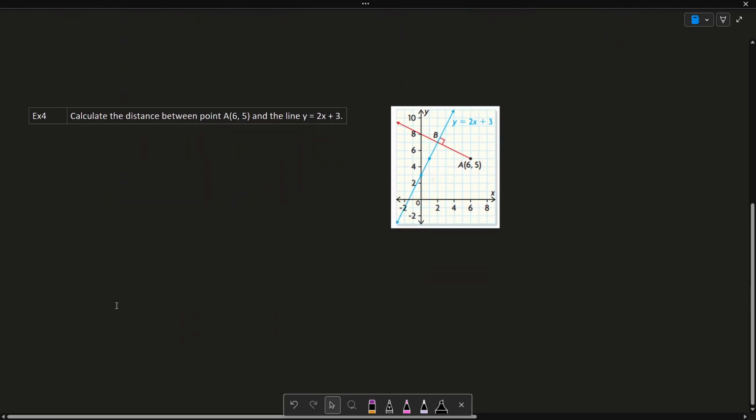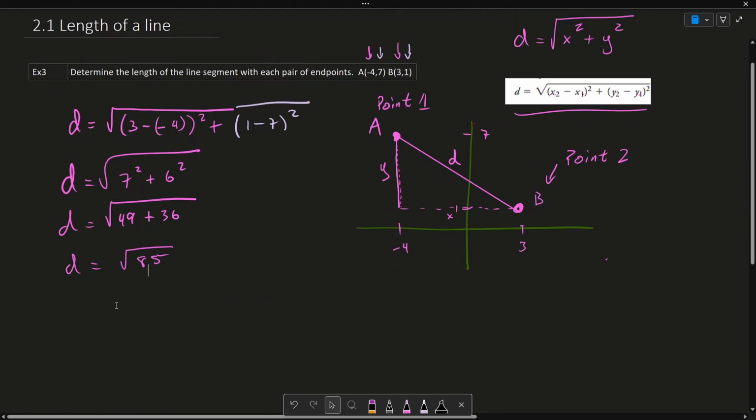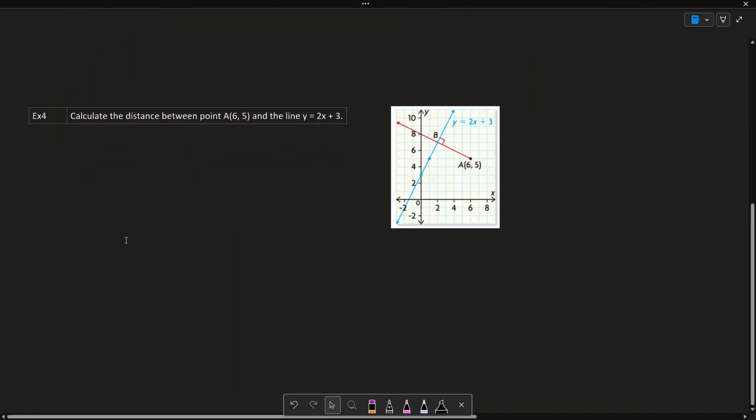Let's do another example here. Let's calculate the distance between points A, which is here on my graph, okay, and the line y equals 2x plus 3. So that's this line right here. So if I were to go from this point to the line, there are many distances. In fact, I could go from here to here, from here to here, from there to there, from there to there.